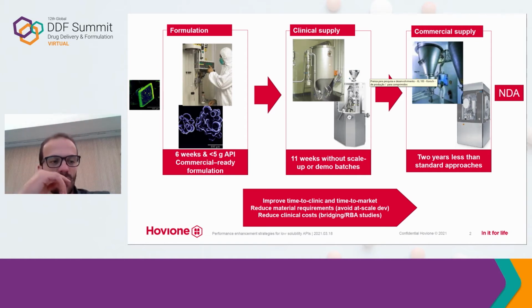Now, in summary, we'll be showing you how we get from a crystalline, low solubility, poor bioavailability API first into an enabled solid dispersion formulation in 6 weeks' time with 1 month stability and less than 5 grams consumption of API directly to clinical supply without at-scale development and no consumption of non-GMP API, and finally to a successful NDA using 2 less years of development than its standard strategies.